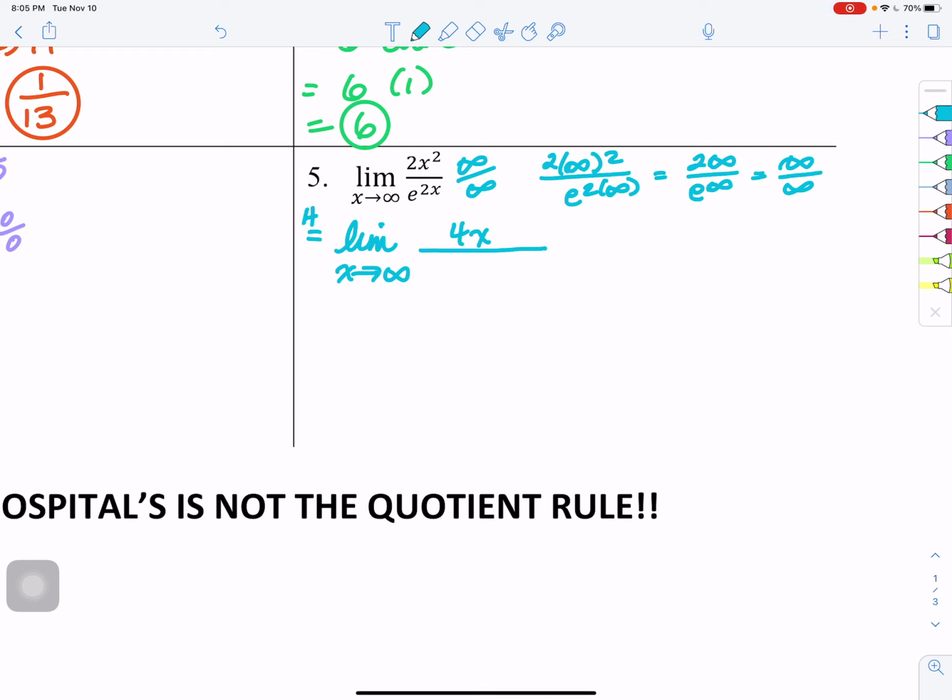The derivative of the denominator, e to the something, is e to the something times the derivative of the something. Now, the numerator, I know we can reduce this, but I just want to show you this. If you plug infinity in the numerator, 4 times infinity is infinity. And then we have 2 times e to the infinity, which is 2 times infinity, which is infinity. So what do we have? We have another indeterminate form, infinity over infinity. So we are going to apply L'Hopital again.